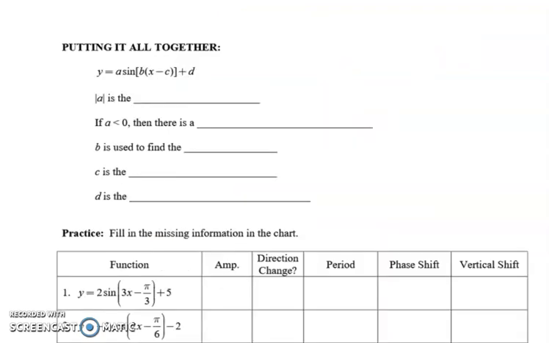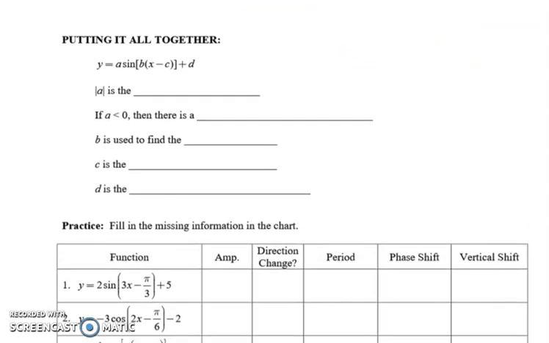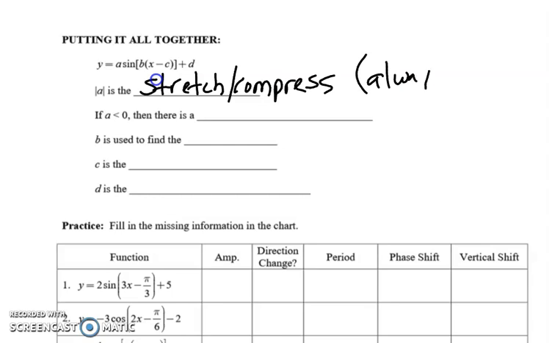What we have talked about. If you have a graph, or an equation rather, in the form of A sine B times (x minus C) plus D. A, that's telling you stretch or compression. And it's always positive. Okay? If you see a negative in front, then that's telling you the reflection across the x-axis.